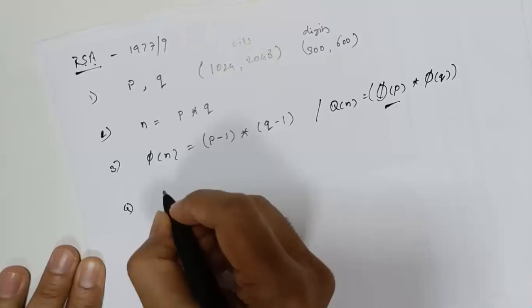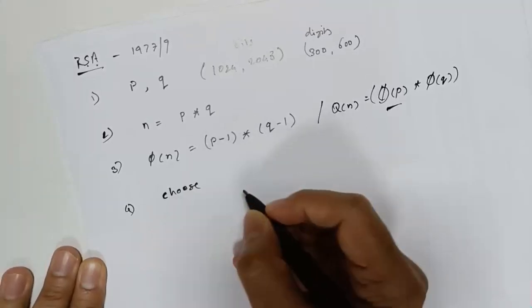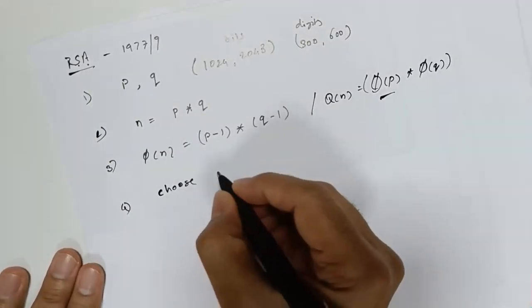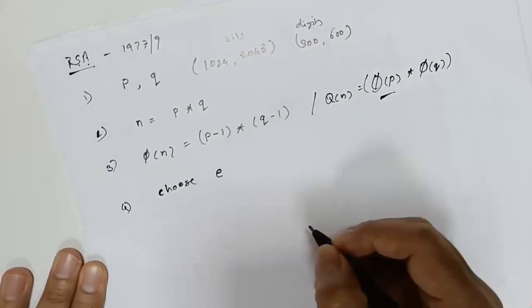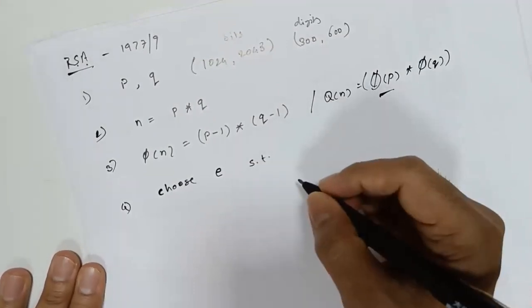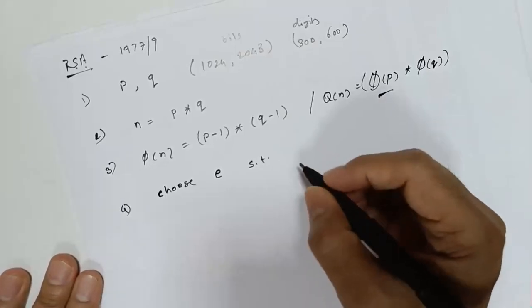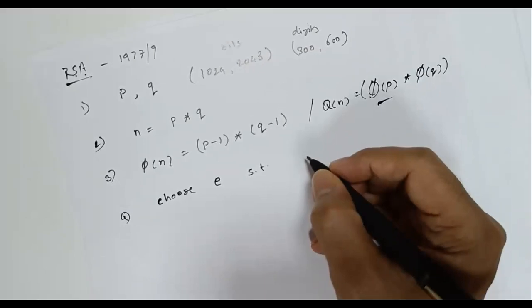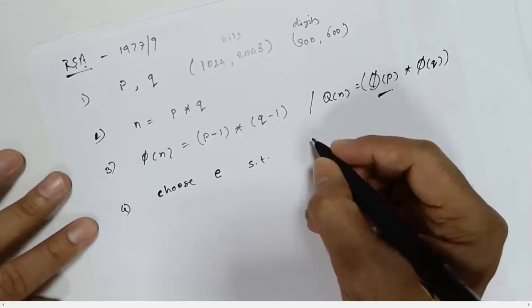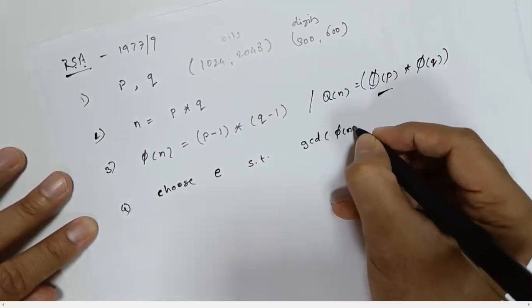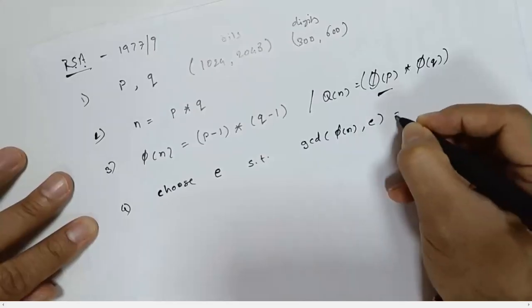The fourth step is to choose the private key. I'm sorry, choose the public key. So let us assume that the public key is E, such that, now there is a condition. What is that condition? GCD of phi of n and E has to be 1.